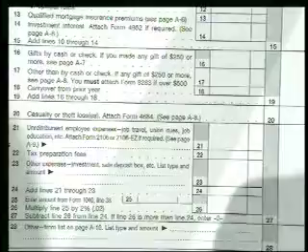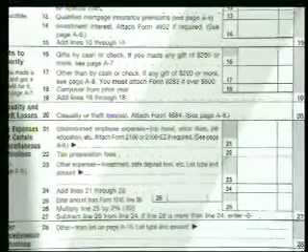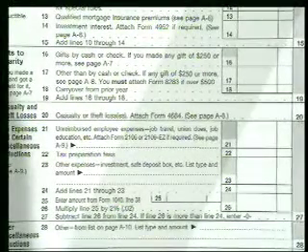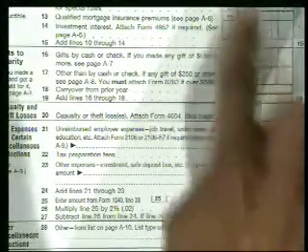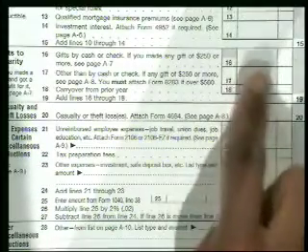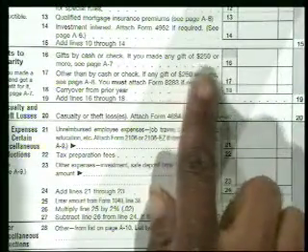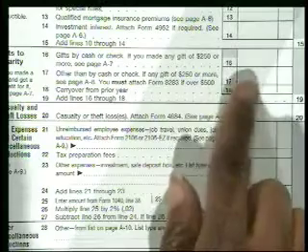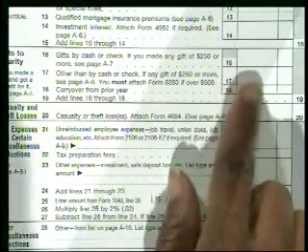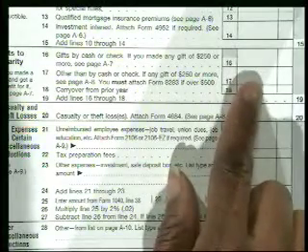All those things we listed or looked at are here on our Schedule A, and I just want to blow that up for you a little bit so you can see where we would put these items that we just looked at. Gifts by cash or check, if made any gift of $250 or more, would be line 16 here. Other than cash or check, of any gift of $250 or more, is line 17. So that's our clothing and our other things that we donate.